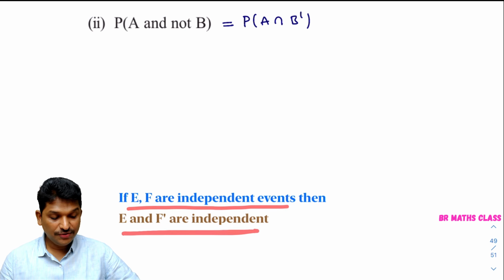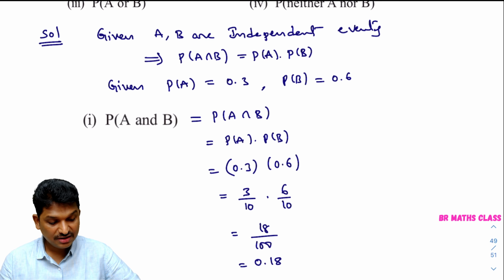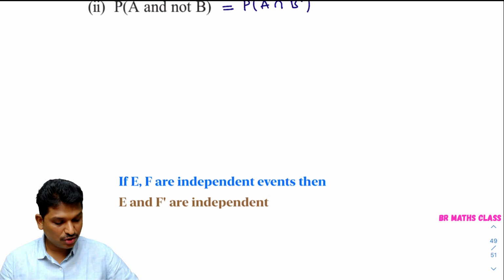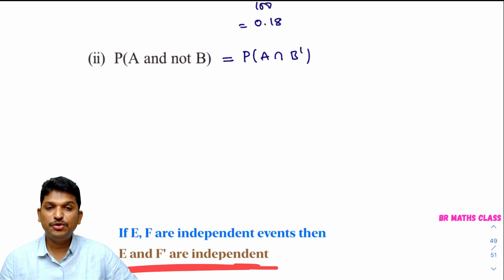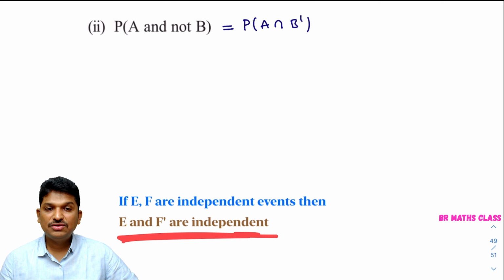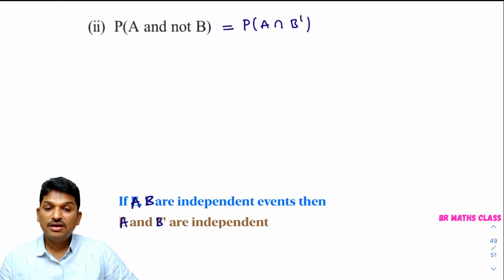So here, if A, B are independent events, in the question they given A and B are independent events. If A and B are independent events, what you can say about A and B dash? A and B dash are independent. I hope you are understanding, right? So I'll write here. Can we change these things? No, we cannot change. Okay, I'll write here A, B are independent events, then A and B dash are independent.